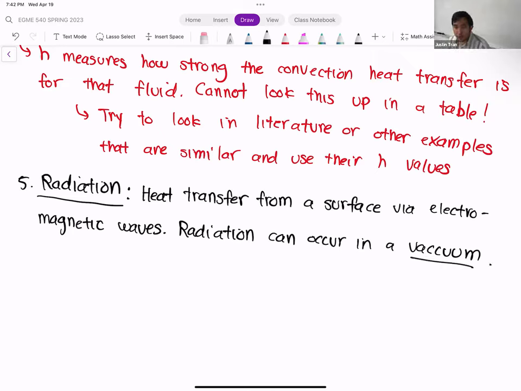Okay, so radiation can occur in a vacuum, which is very unique. But oftentimes, if you're talking about heat transfer applications on Earth, usually we neglect radiation because its magnitude is so small.